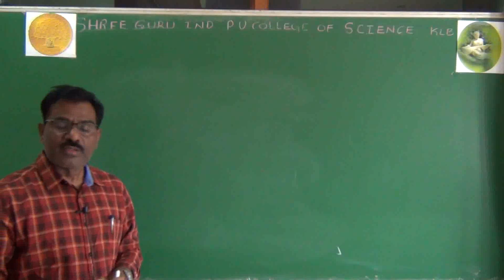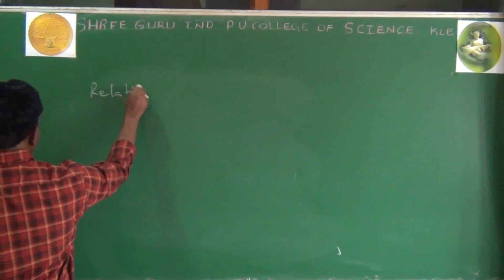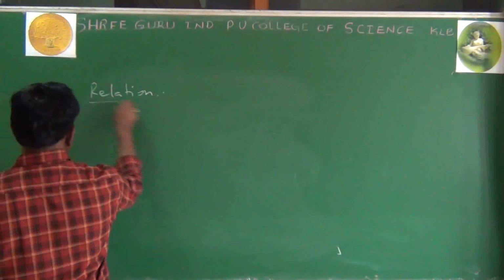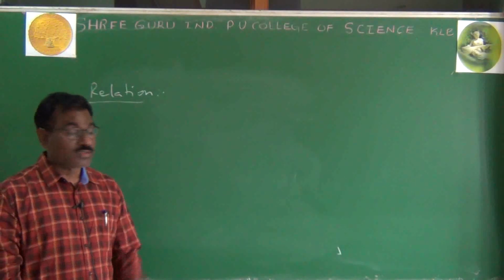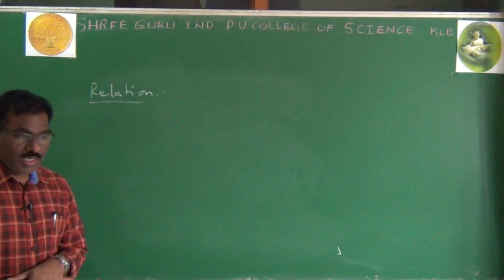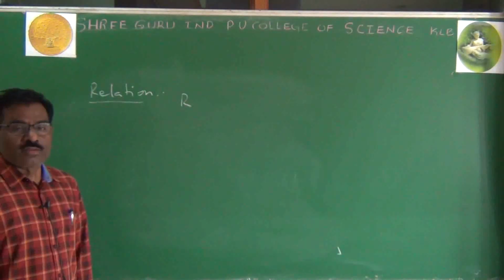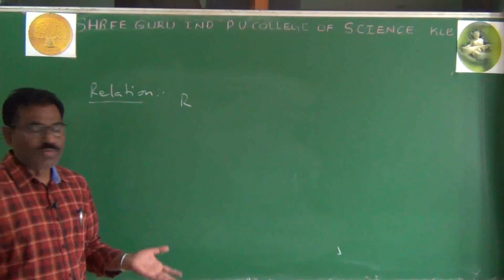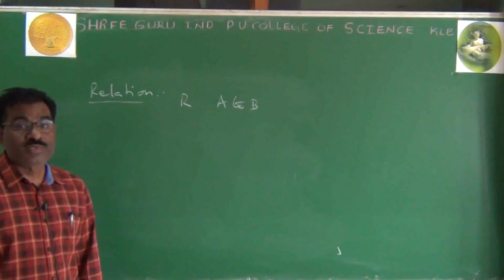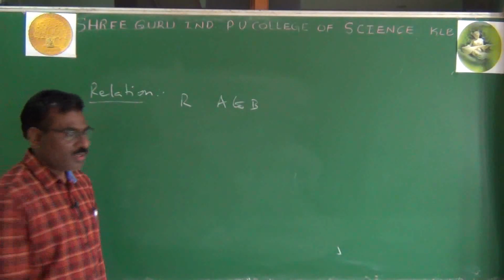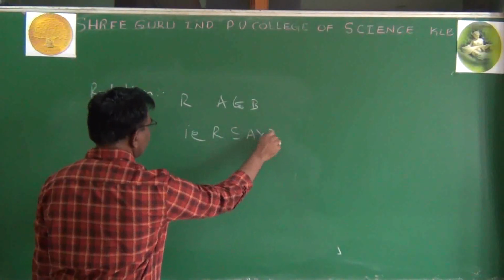Then I will go to another definition: relation. This is also in first year, definition only. I am just explaining; I have not started second year. So, relation. A relation R from set A to set B is a subset of A cross B. That is, R is a subset of A cross B.